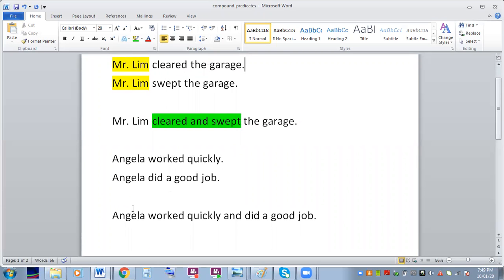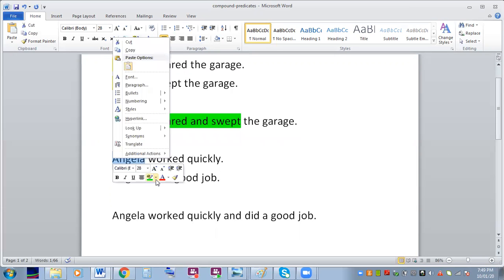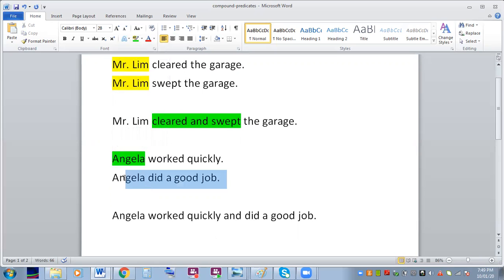Angela worked quickly. Angela did a good job. Angela is the subject in both of our sentences. Angela did two things. One, she worked quickly. And the second thing she did was she did a good job. So I can combine these two predicates by using the conjunction and. Okay, Angela worked quickly and did a good job.